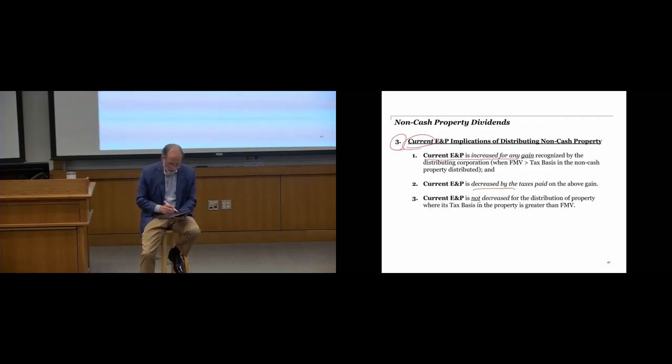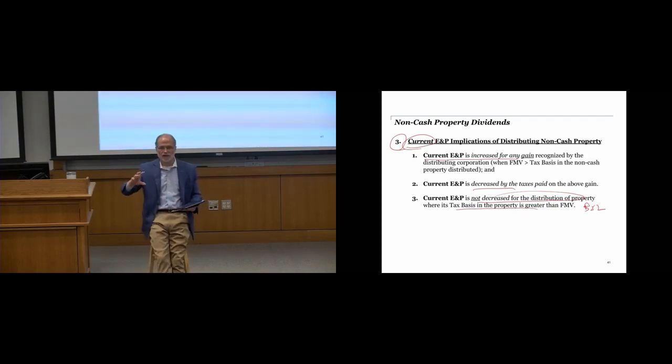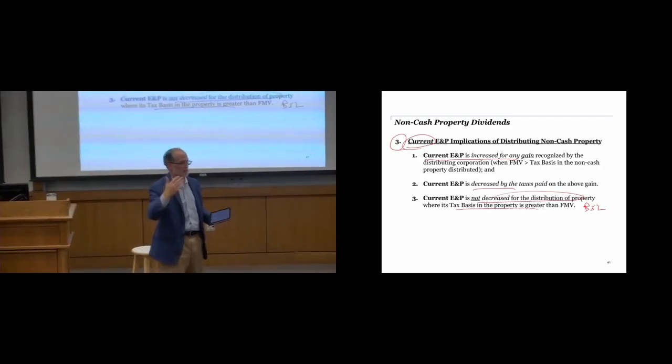Okay? And current E and P is not decreased for the distribution of property where the tax basis in the property is greater than fair market value, by built-in loss. Right? If I'm not recognizing the loss, then I do not have a current E and P effect because I haven't recognized it. So I think the current E and P of looking at it makes sense. The accumulated E and P is a little more hairy. But current E and P goes up for the gain, down a little for the amount of tax I pay because I got to give that portion to the government. Current E and P doesn't move when I have a loss because the loss is not recognized.